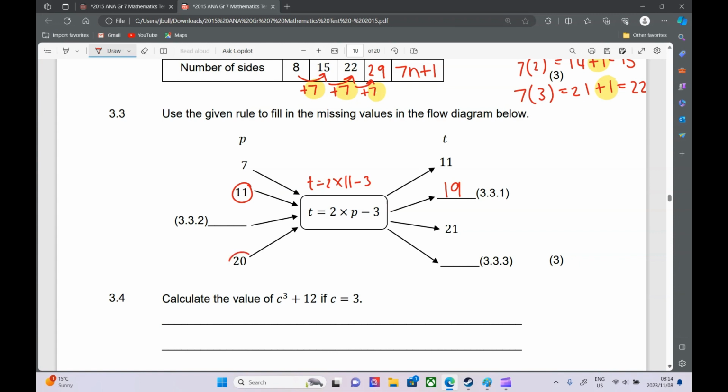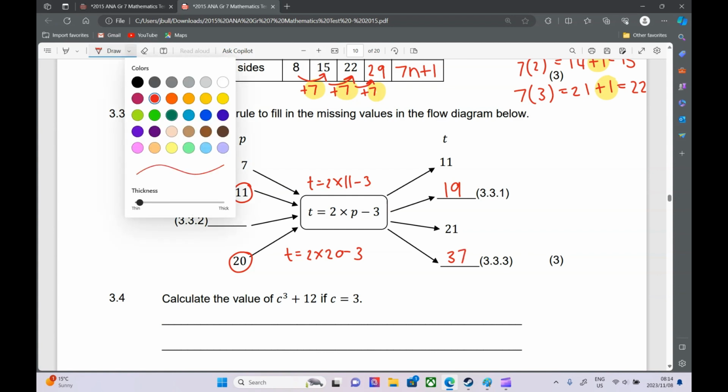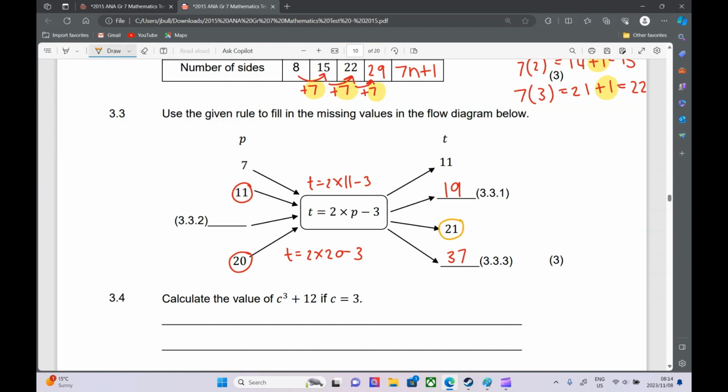Let's do this 20. So 2 times 20, take away 3. So 2 times 20 is 40, take away 3 is 37. Okay, and then let's get a different color and do the working backwards one. Okay, so we'll use some orange. So we've got 21 and we want to see what did we start with.